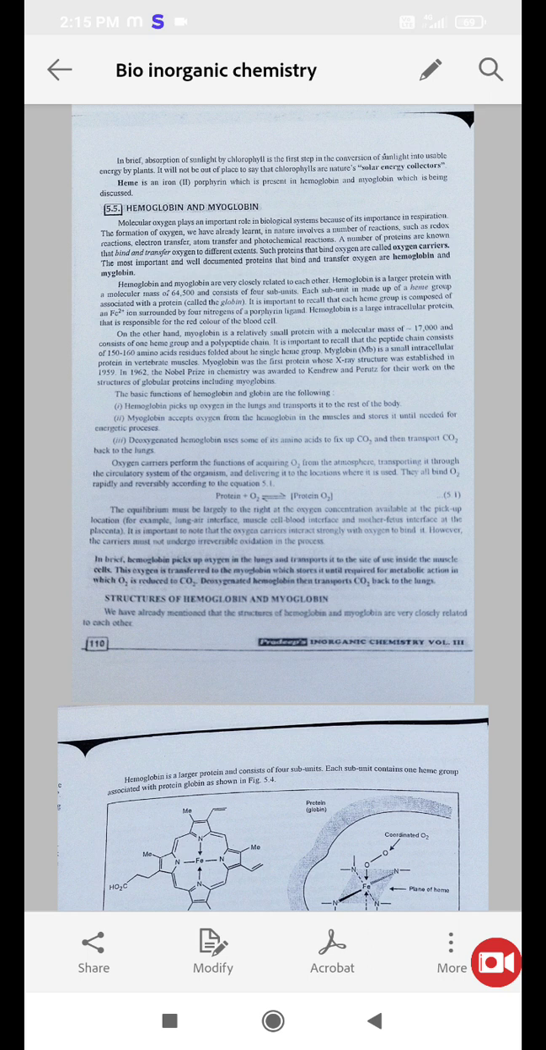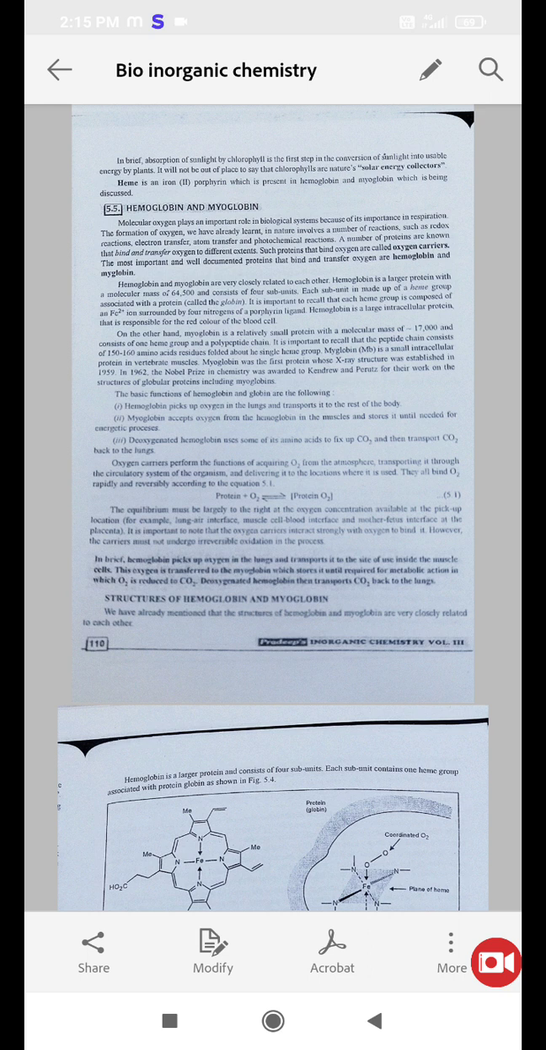Heme is an iron porphyrin which is present in hemoglobin and myoglobin, which are being discussed. Molecular oxygen plays an important role in biological systems because of its importance in respiration. Formation of oxygen, we have already learned, in nature involves a number of reactions such as redox reactions, electron transfer, atom transfer, and photochemical reactions.